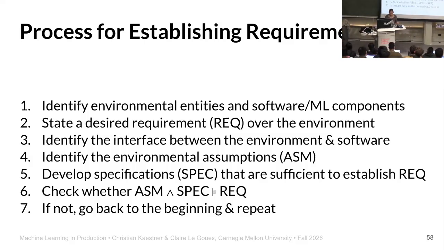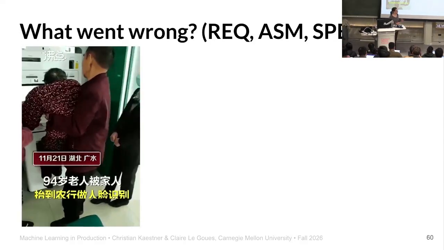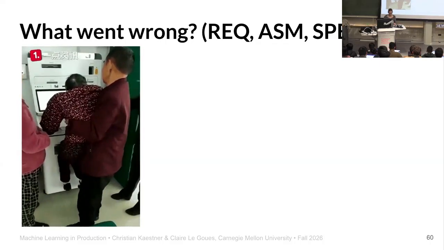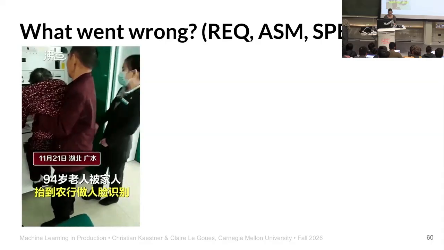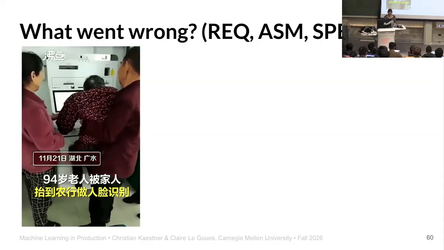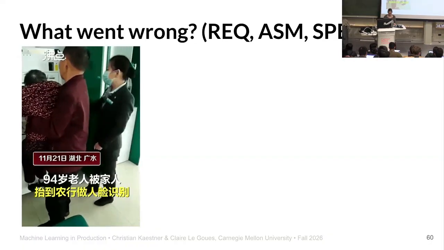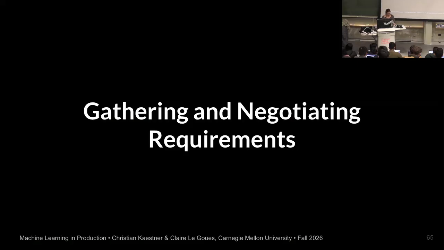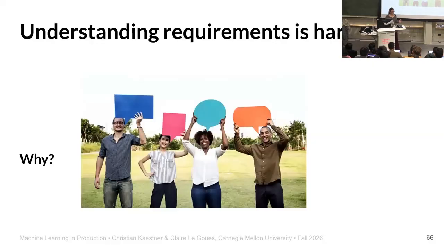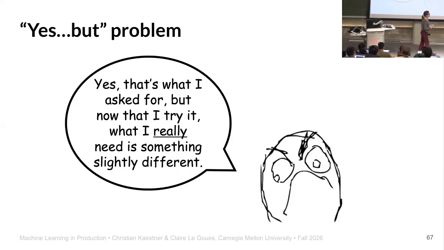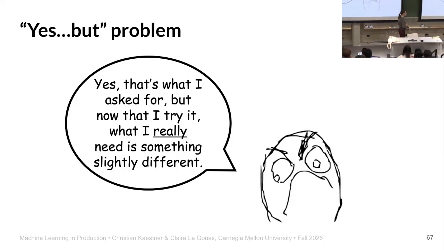And I think if we go to revisit each of these examples, we can hammer this home, but in the interest of time, we're not going to do that. Instead, what we're going to do is, in 2 minutes, I'll talk about gathering and negotiating requirements. And the very, very short answer here is that you actually have to go talk to people, right? Understanding requirements is hard. And it's really the yes, but problem, right? That's what I ask for, but now that I try it, what I really want is something different.